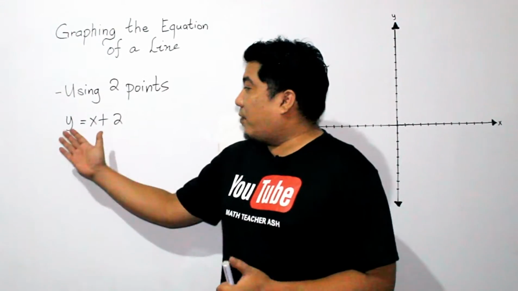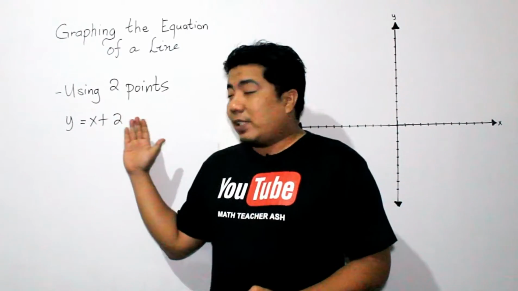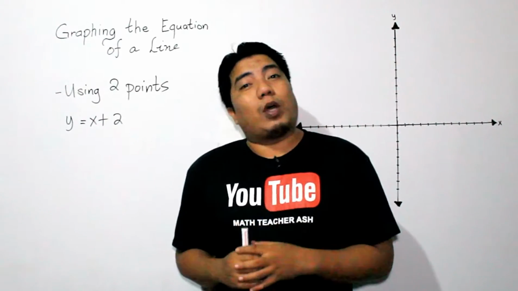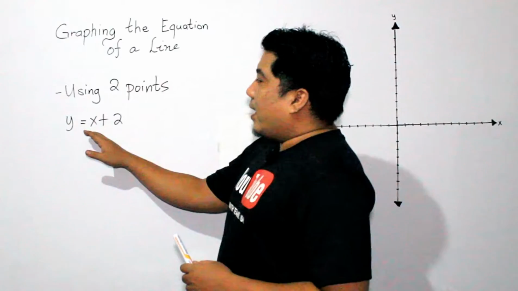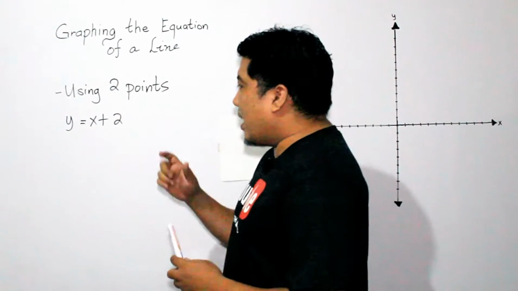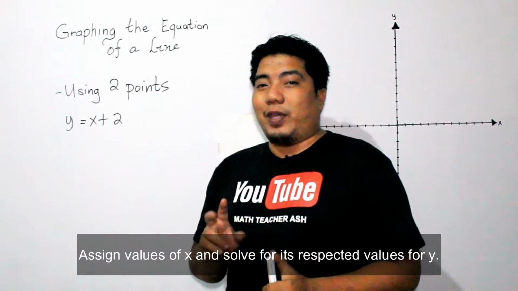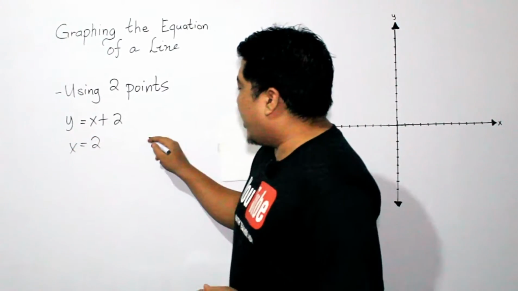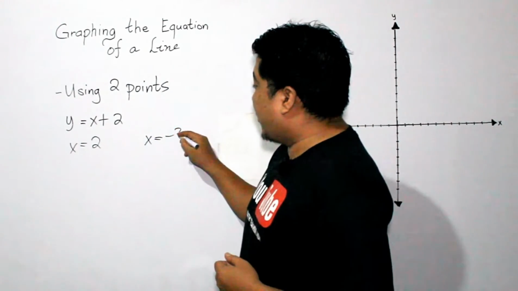But if you have a given that is an equation and you are asked to use two points in this given equation in order for it to be graphed, then what will you do? Okay, this is how to do it. Remember that this is your equation, right? Now, you just need to assign two values of x. Okay? So, let's say the first value of our x is 2. And the second value of our x is, let's say, negative 3.